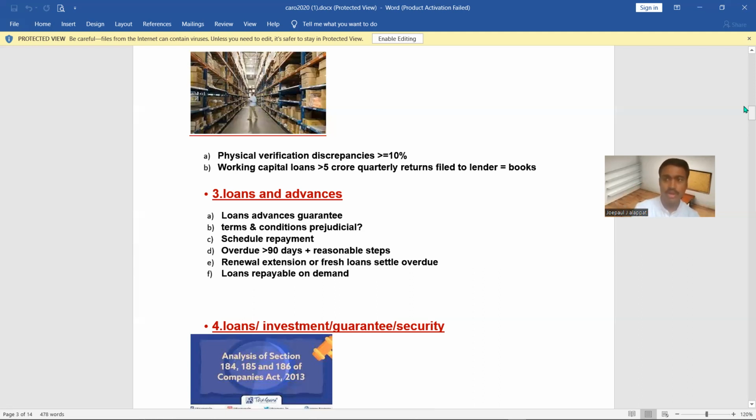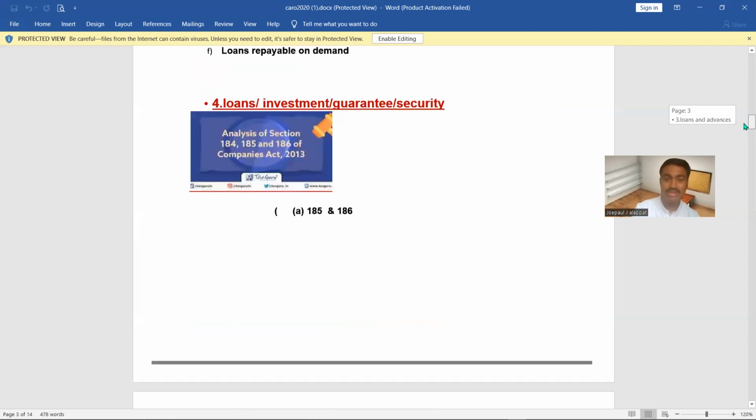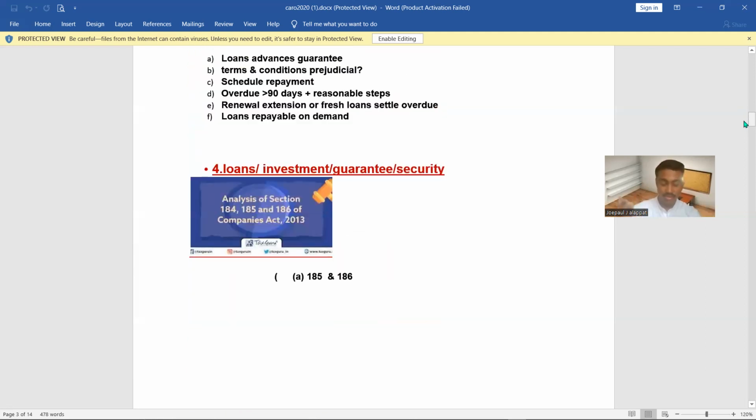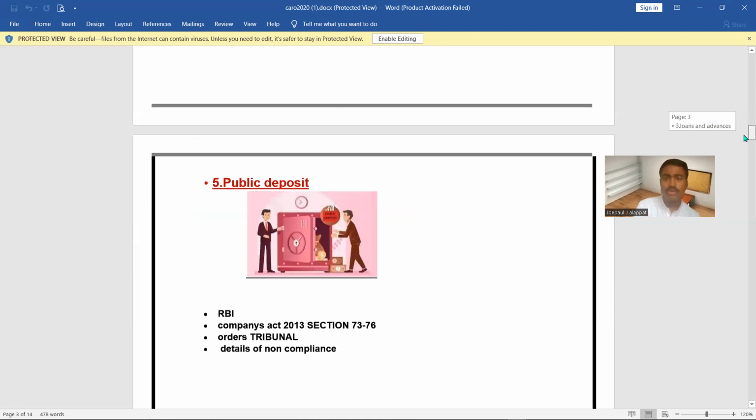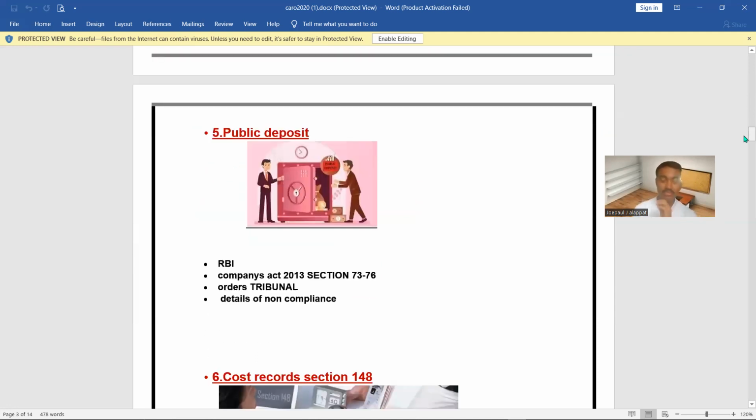Now moving on to the fourth part. It is connected to this part. If the company is giving or making loans, investments, and guarantees, you have to see whether section 185 and 186 are complied with. If you are doing these kinds of loans, investments, or guarantees, the auditor has to see whether sections 185 and 186 are compliant or not. That's all.